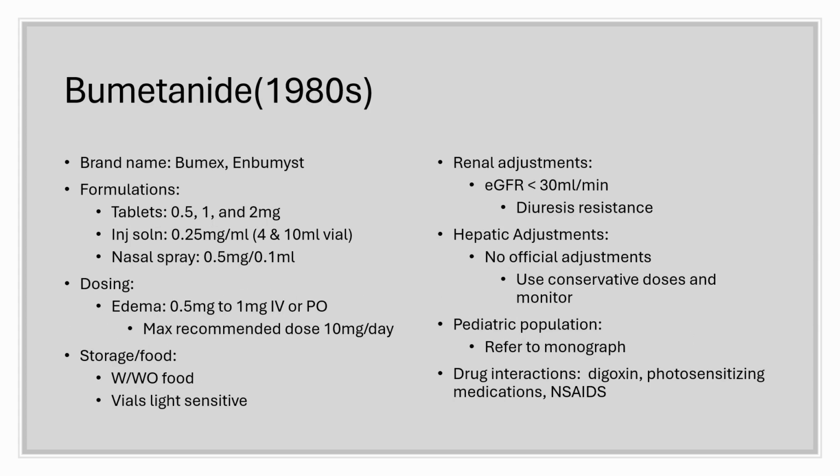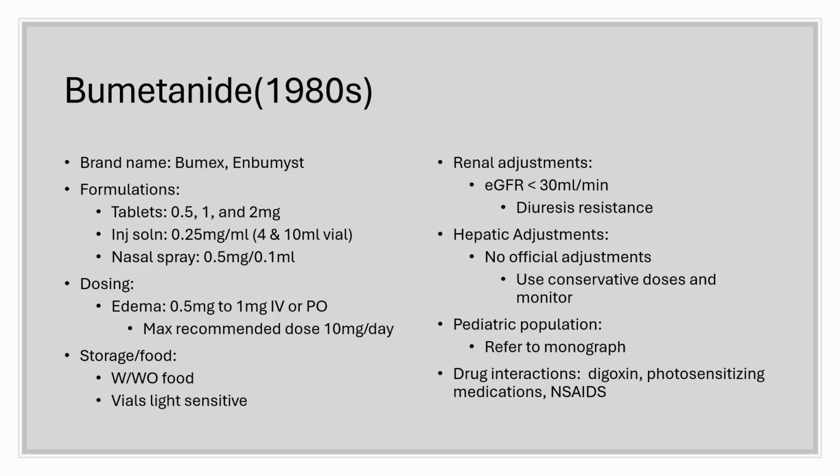Bumetanide was approved in the 1980s and has two brand name formulations available, Bumix and Enbumyst. It's available in tablets, vials, and a single-use nasal spray. It's indicated for the treatment of edema and does not have a labeled indication for hypertension.